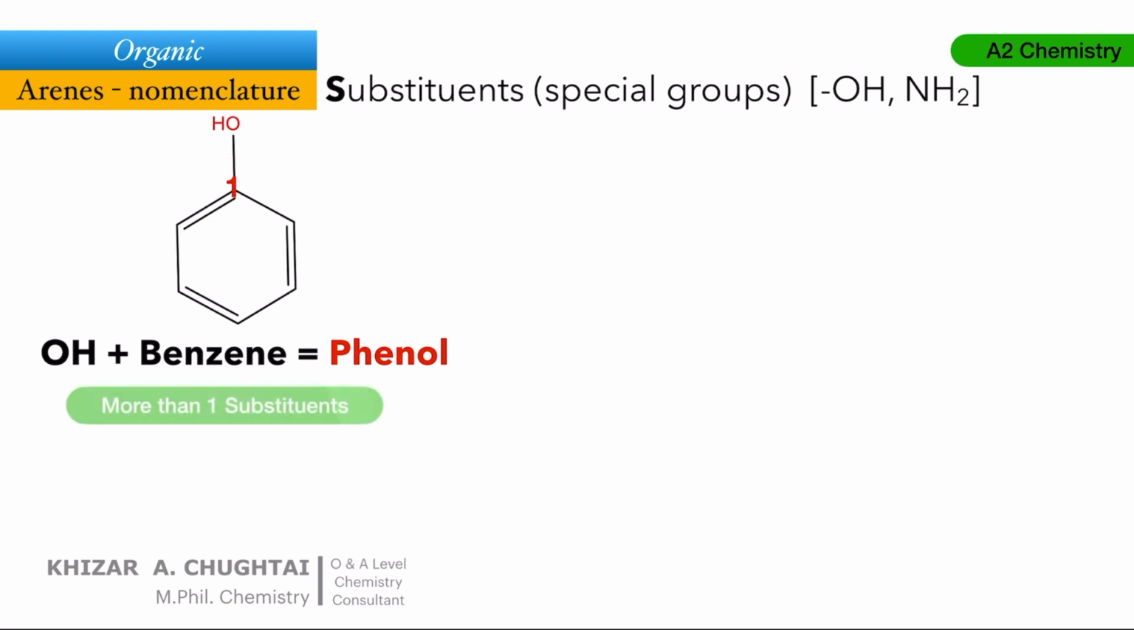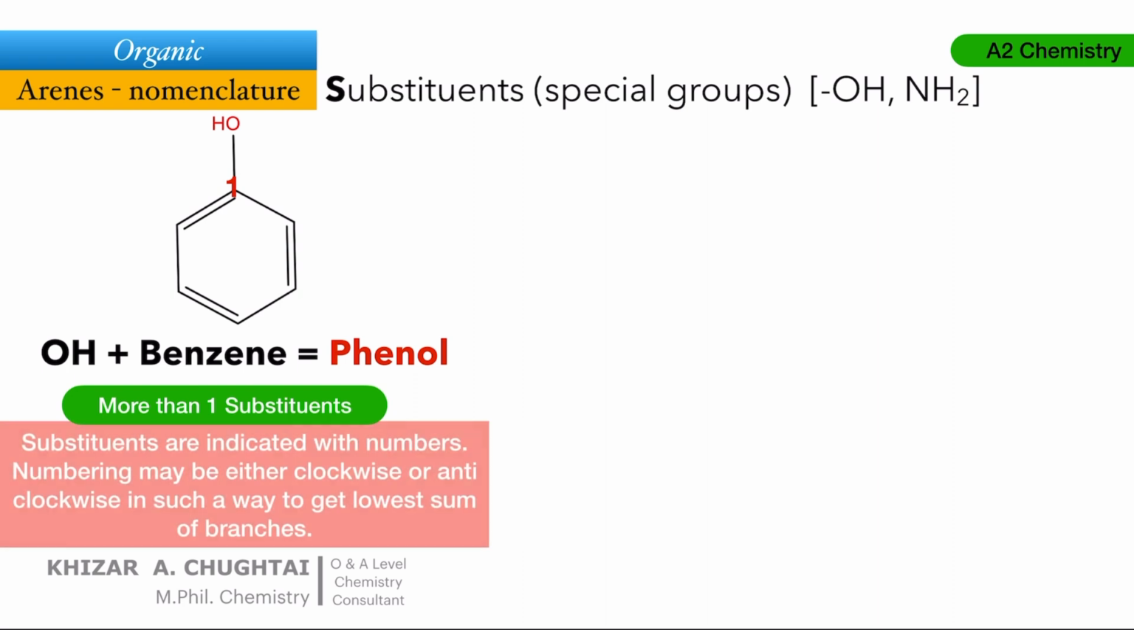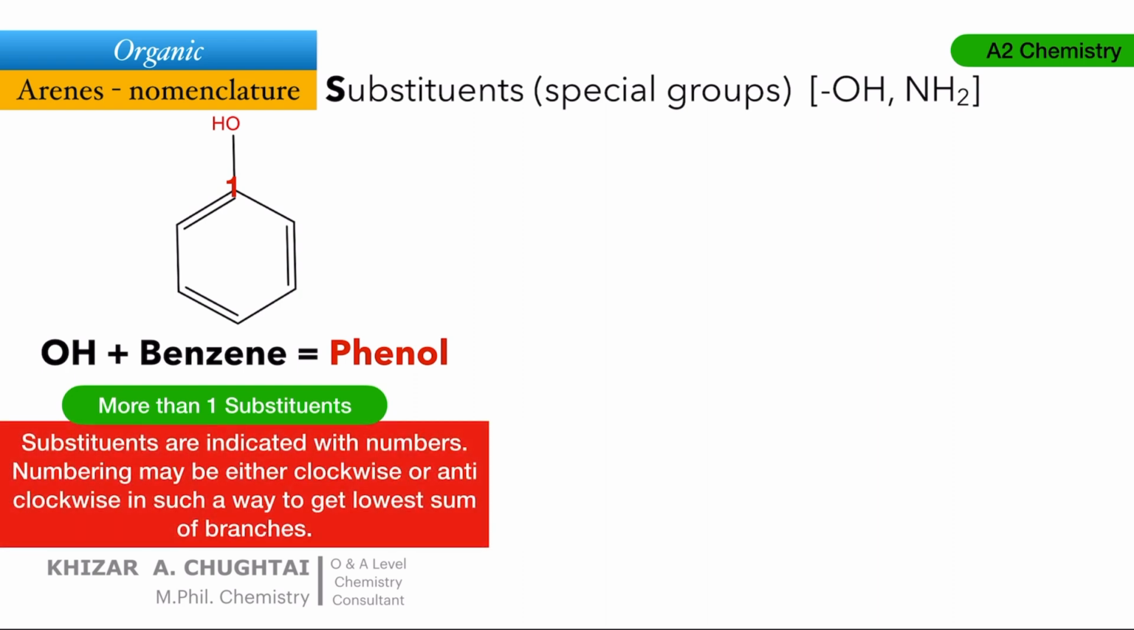In case of more than one substituent, they are indicated with numbers. Numbering may be either clockwise or anti-clockwise in such a way as to get the lowest sum of the branches. For example, here benzene is having two substituents, one is OH and the other one is the methyl group. This OH group is a special group. Its name will be in coordination with the benzene, its name will be phenol, and this CH3 will be treated as a branch.